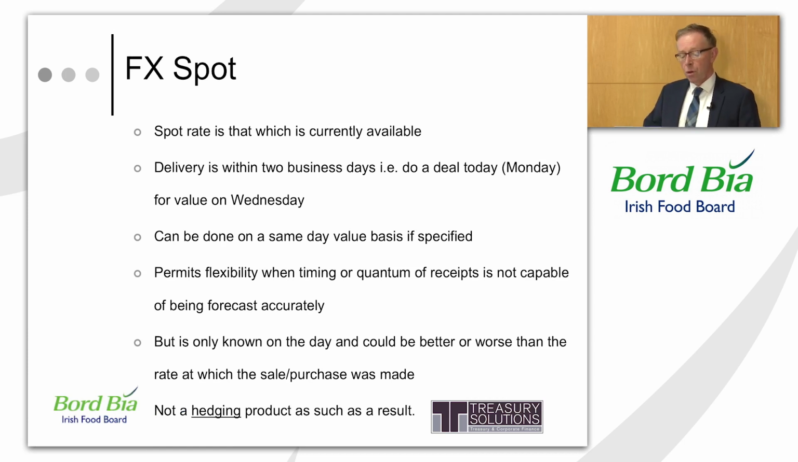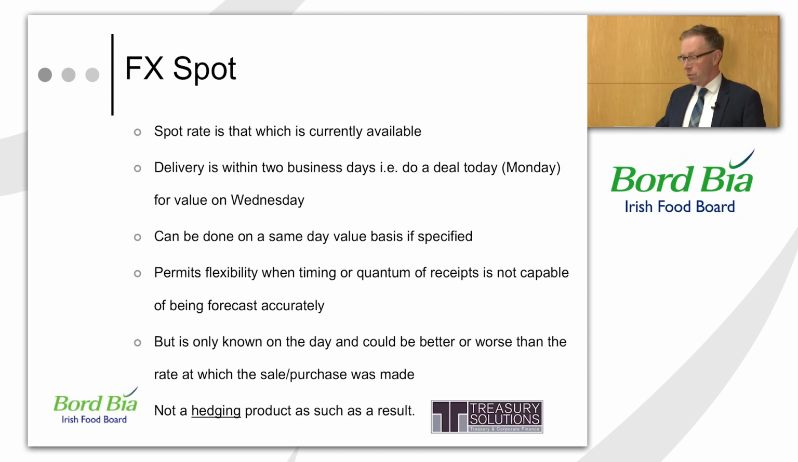So starting with foreign exchange spot, the spot rate is the rate that is currently available today. So in other words, we want to do a deal today, we ring a bank today and say we have X amount of sterling that we want to sell. Standard market practice is that there's a 2-day business cycle for these transactions. In other words, we ring the bank today, we actually do the deal today, we agree the rate today, but the delivery of the currency is in 2 days' time. So in this scenario, if we're selling sterling, we're selling sterling to the bank in 2 days' time, and they're selling us the euros in return for that in 2 days' time.